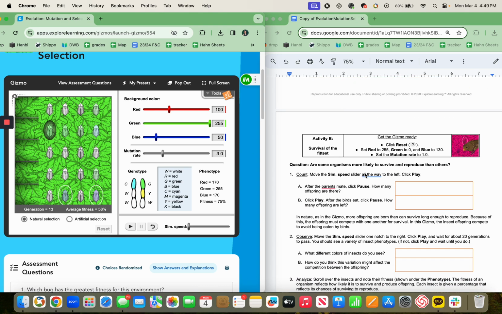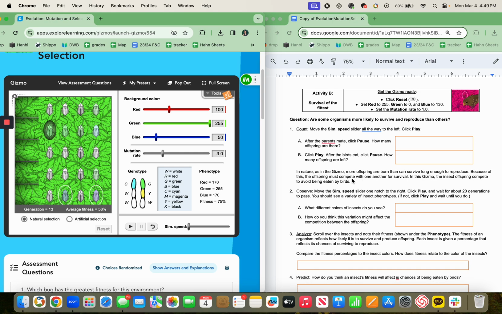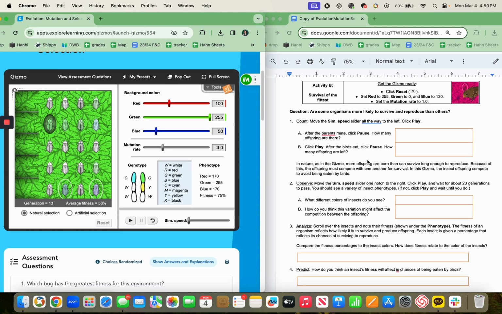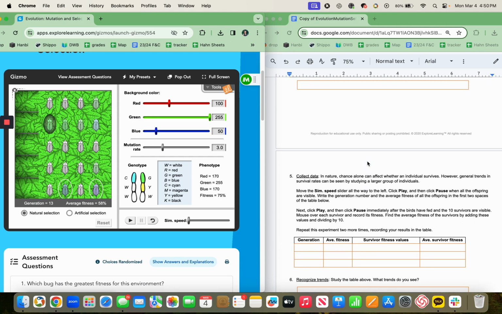Okay. I'm going to just briefly look at the others without going into too much detail because I think you get the gist of it now. But you're basically going to go ahead and set the background color to this red color by changing the numbers, changing the mutation rate, and you're going to see, if the background is this red color, what's going to happen to the insects that are surviving.